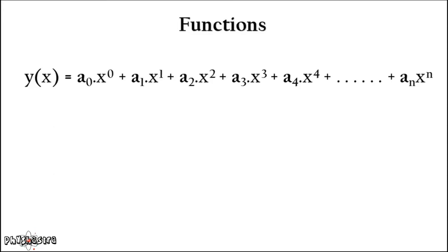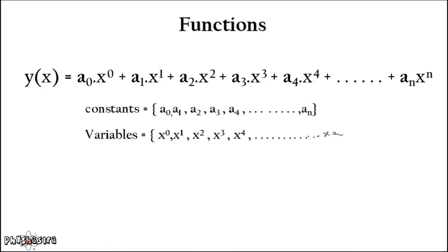Here is a general formula of the function, which is also called a polynomial, in which there are constants and variables. y of x equals a0 times x raised to 0, plus a1 times x raised to 1, plus a2 times x raised to 2, till an times x raised to n. This equation will continue till n terms. In this equation, all the constants are the a's and all the variables are the x's, for degrees from 0 to n.